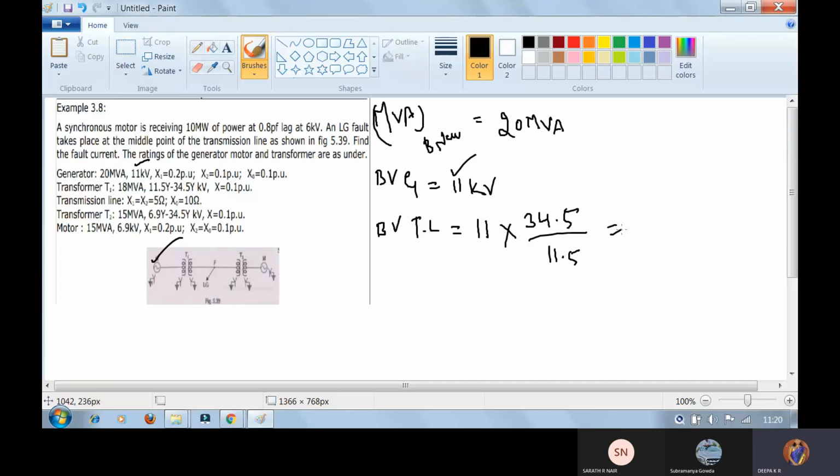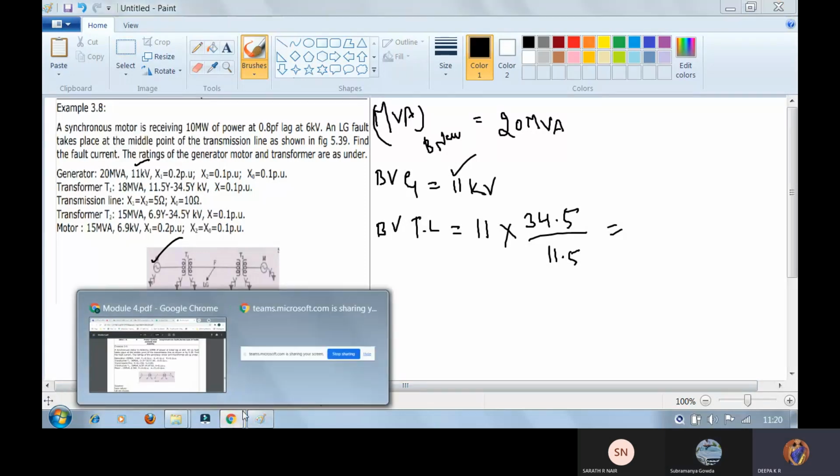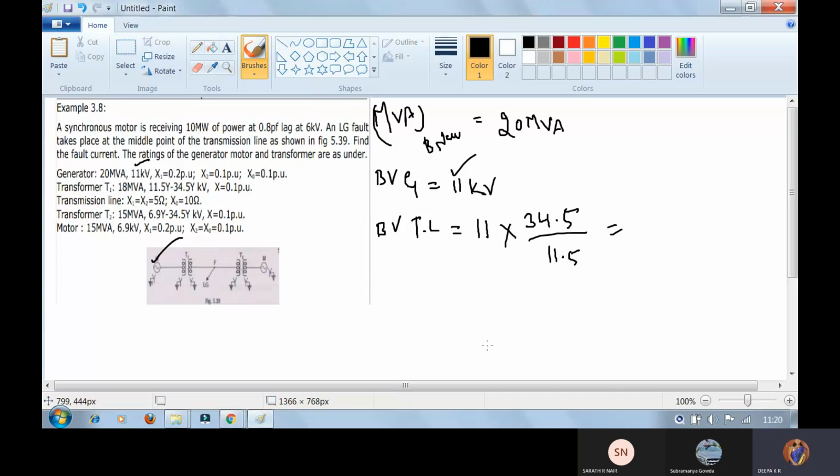Guys, are you solving? Yes, ma'am. 11 into 34.5 divided by 11.5. 36, ma'am. Are you sure? Yes, ma'am. Just check out 34.5 divided by 11.5 into 11, because my answer is different. 33, ma'am. Sorry. Yes. 33 kilovolt. Okay. 33 kilovolt, yes, this is under transmission line.